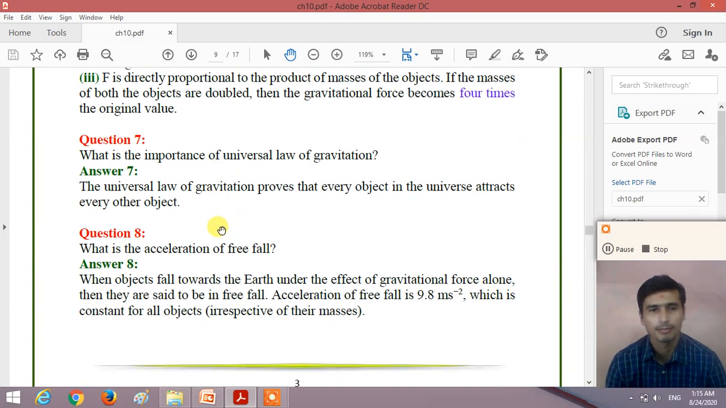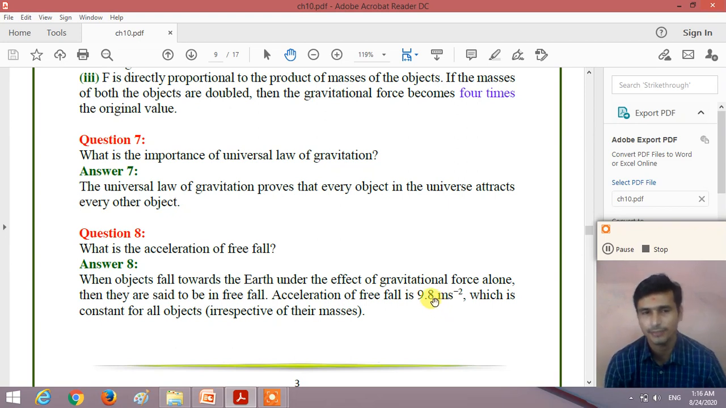Now, question number 8. What is the acceleration of a free-falling object? When an object falls towards the earth under the effect of the gravitational force, the object is said to be in free fall, and the acceleration of the free-falling object is a constant 9.8 meters per second squared, when the height of the object is not much greater than the radius of the earth.